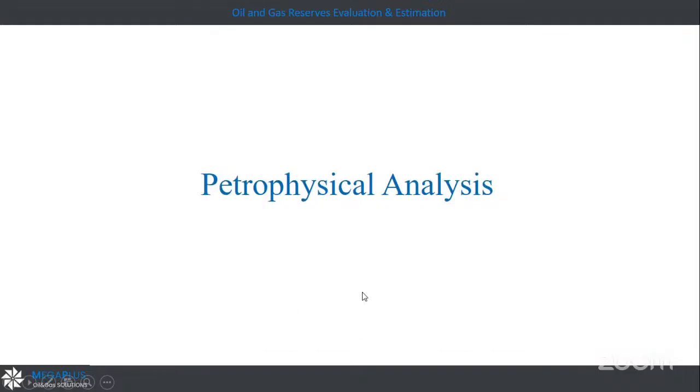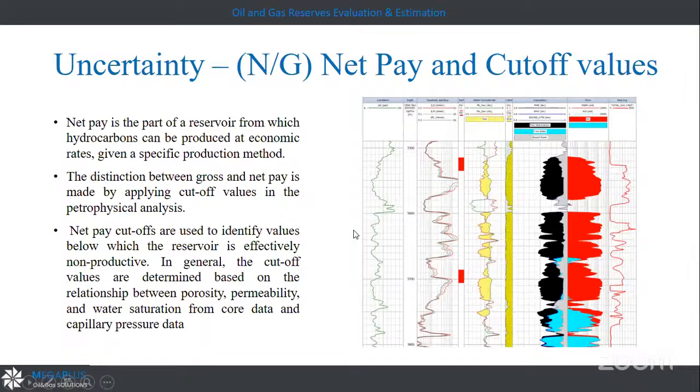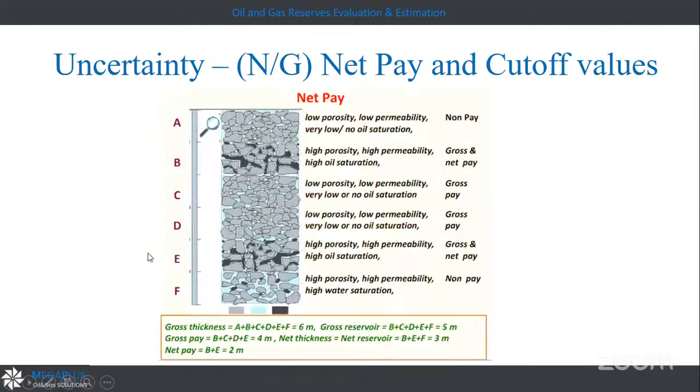For the petrophysical analysis, we mentioned that we have net to gross ratio, porosity and water saturation. When we say net to gross ratio, we have to deal with the net pay, because in the volumetric, of course, we will deal with the net pay. What is the meaning of net pay? If I have this interval, not all of the interval is producing. Here is an example. We have a low porosity, low permeability interval, so it's non-pay. Maybe it's high porosity and high permeability with high water saturation, so it will be non-pay.